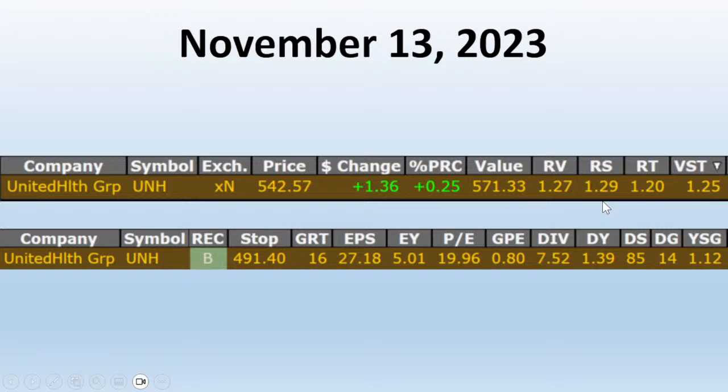Is it a safe or a risky investment? It's a rather safe investment. Do they earn money? They do. $27.18. We're forecasting them to grow that at 16% over the next year. They pay a pretty good dividend. They've got good dividend safety, good dividend growth. Again, this is a snapshot of what a fundamentally sound company looks like.